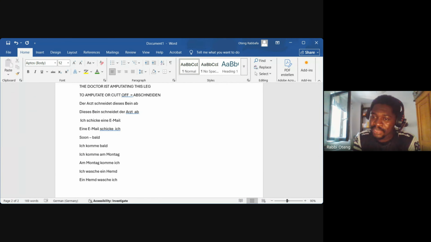Maybe I'm drying clothes. Die Kleidung trockne ich. So it depends. If you want to emphasize something in particular, the object, that's when you can interchange it. But on a normal day, there's no need for you to interchange it.